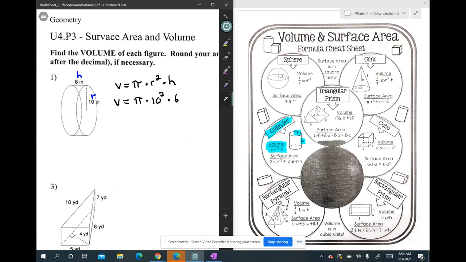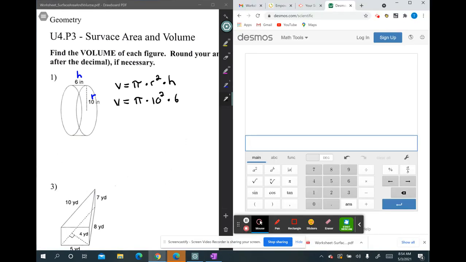Then we're going to put that into the calculator to solve it. And we can use Desmos. So if I go ahead and type that into my calculator, I have the pi button, and then I'll do times 10 squared times 6. And I get 1,884.955, etc. And I want to round my answer to the nearest hundredth, which means I want to keep 2 decimal places. So it's either going to stay 0.95 or it's going to round up to 0.96. And because that second 5, that tells me I need to round up to 0.96.